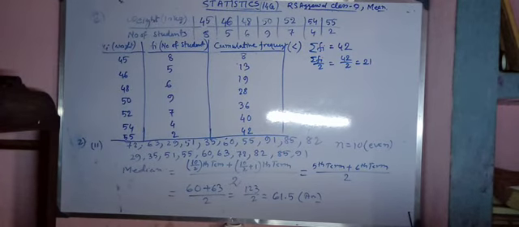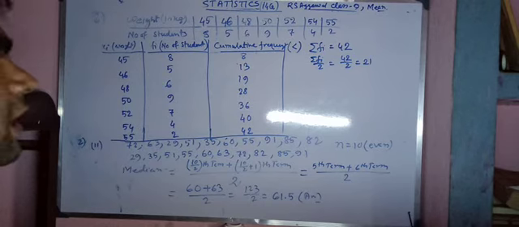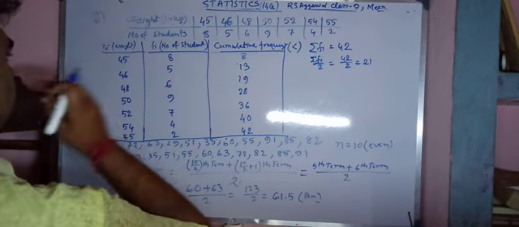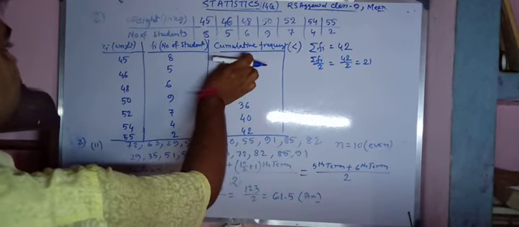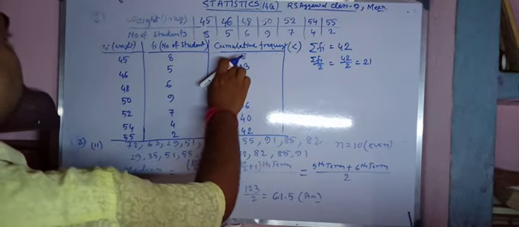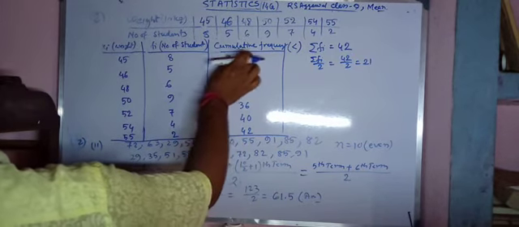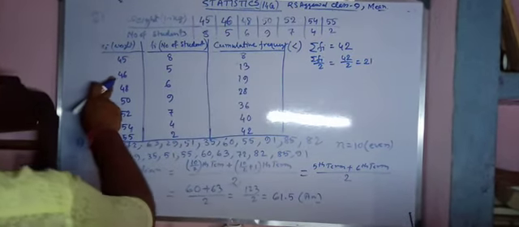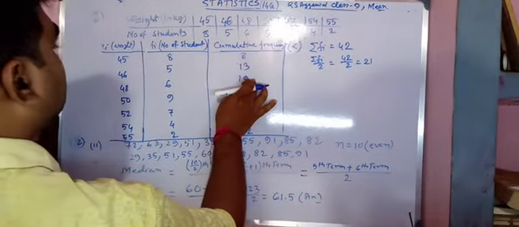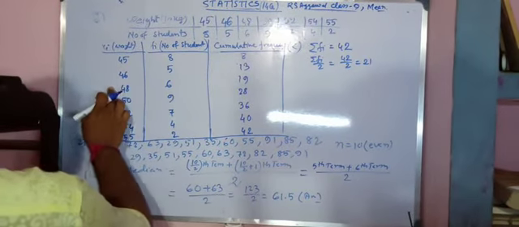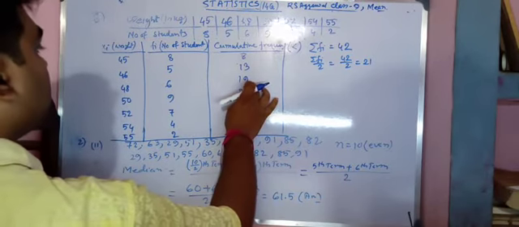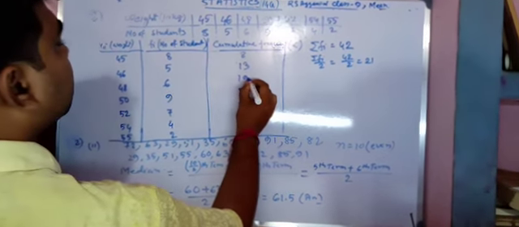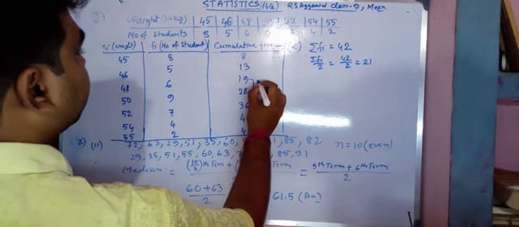Now which one should be my median class, that we have to find. Understood that? As we know, this is the cumulative frequency, that means from 0 to 8 students, the weight is 45. From 9 to 13, the weight is 46. From 14 to 19, the weight is 48. From 20 to 28, the weight is how much? 50.